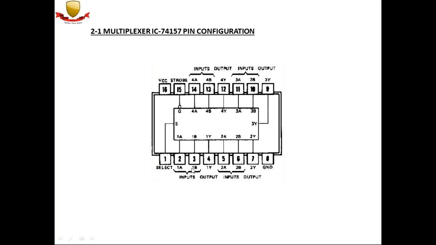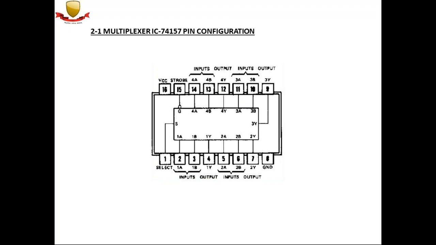And these are the input lines: 1A, 1B, the associated output is 1Y. 2A, 2B, associated output is 2Y. 3A, 3B, associated output is 3Y. 4A, 4B, associated output is 4Y.